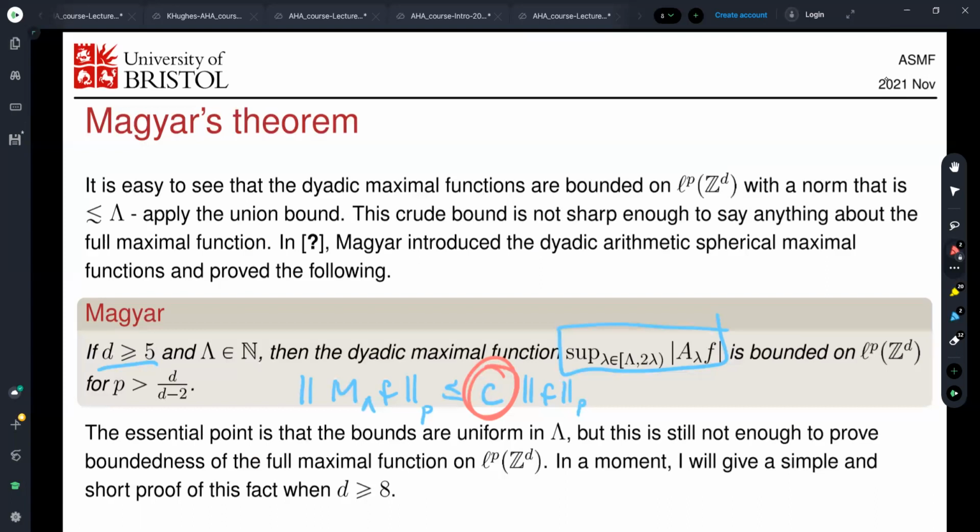We could go to M, the full maximal function, with a constant of at most 3C when we add this. But that's not the case here. We don't have any sort of statement like that, and it's because Z^d has no dilation. It doesn't have the same dilational structure that R^d has.